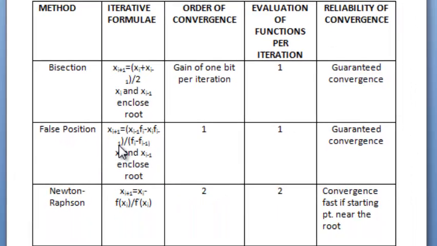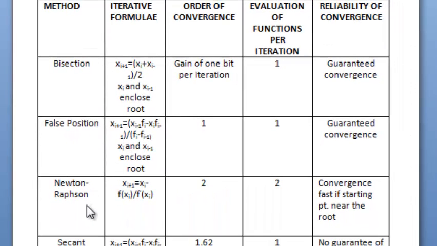Now our next method is Newton-Raphson method, in which the iterative formula is x(i+1) = x(i) - f(x(i)) / f'(x(i)). Here the order of convergence is 2 and there are two functions which are evaluated per iteration. Here the convergence is fast if the starting point is near the root. Now the Newton-Raphson method has the fastest convergence among all.